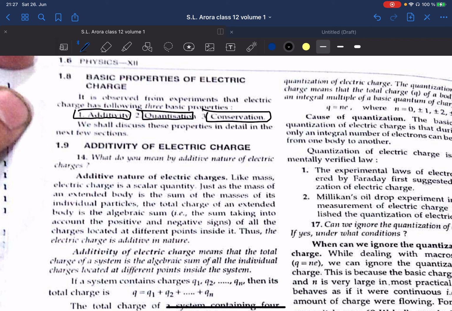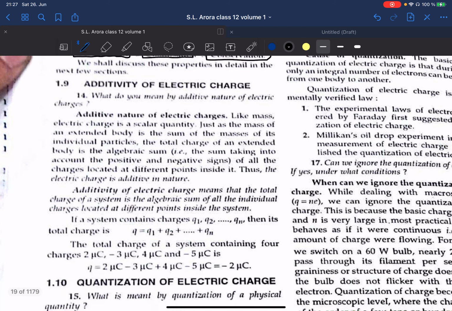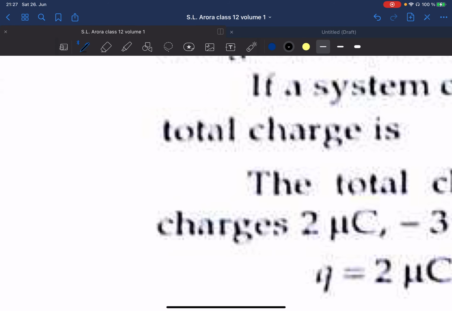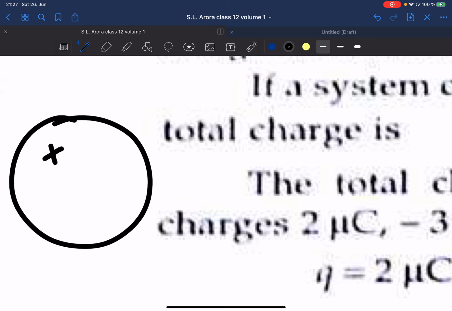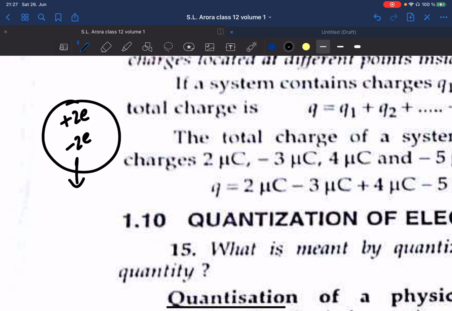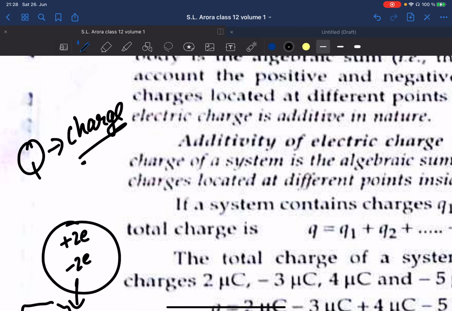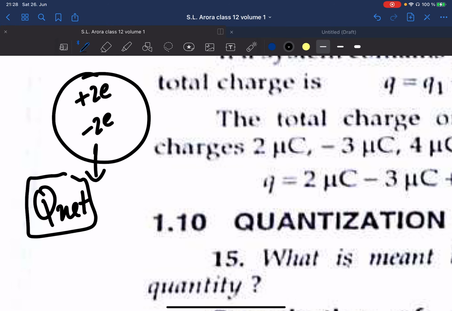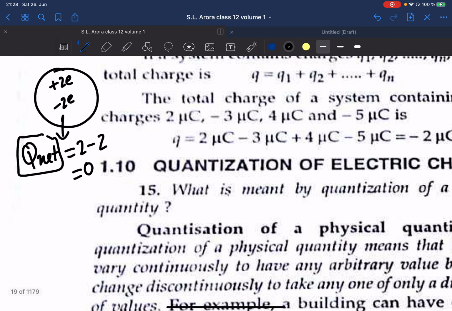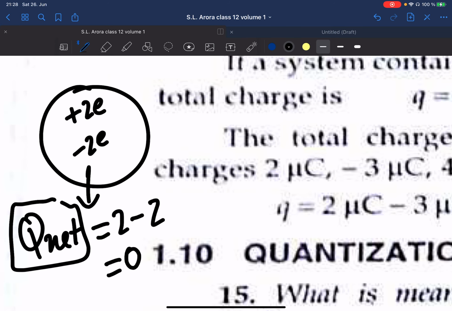So let's continue. Additive nature. What is additive? Basically, clear with the name, charges add. If there are n charges, say a body has plus 2e and minus 2e, what is the net charge of this body? Charge is represented by q. So net will be 2 minus 2, that will be 0. So this is a neutral body. If someone asks you what a neutral body is, you can say when the positive charges and the negative charges of a body are equal, then it's a neutral body.